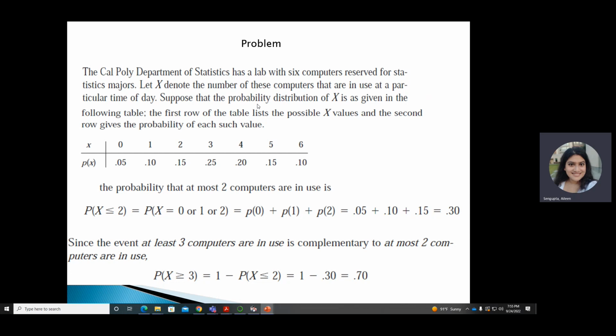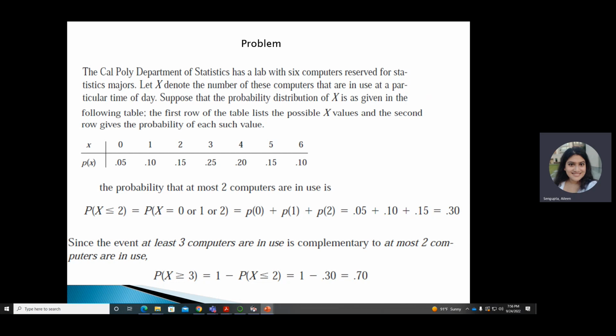It just tells us that the Department of Statistics has a lab with 6 computers reserved for statistics majors. X denotes the number of computers that are in use, at a specific time of the day, and we see just a probability distribution of X. So now we can clearly see that this is a discrete case. Why? Because 0, 1, 2, 3, 4, 5, 6 are discrete numbers. We are not considering all the possible values between 0 and 1, 1 and 2, 2 and 3. So this is a discrete random variable. That is how you differentiate discrete from continuous random variables.